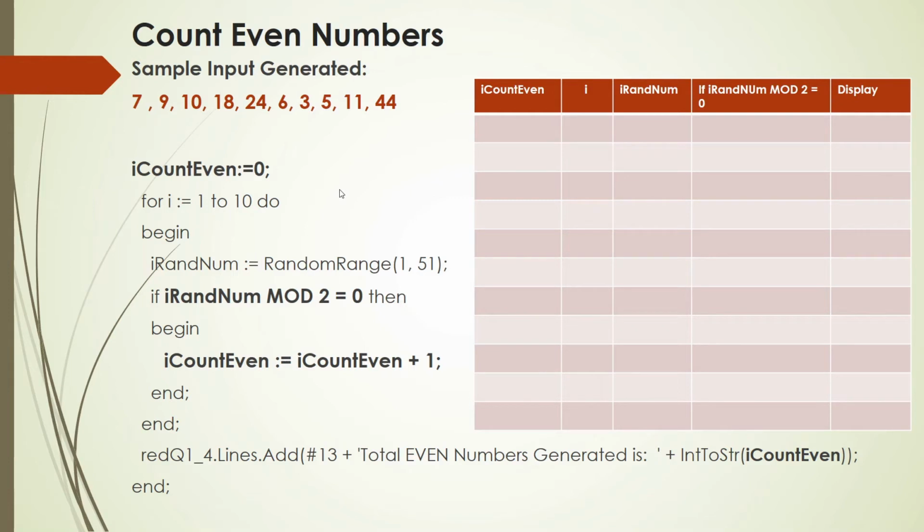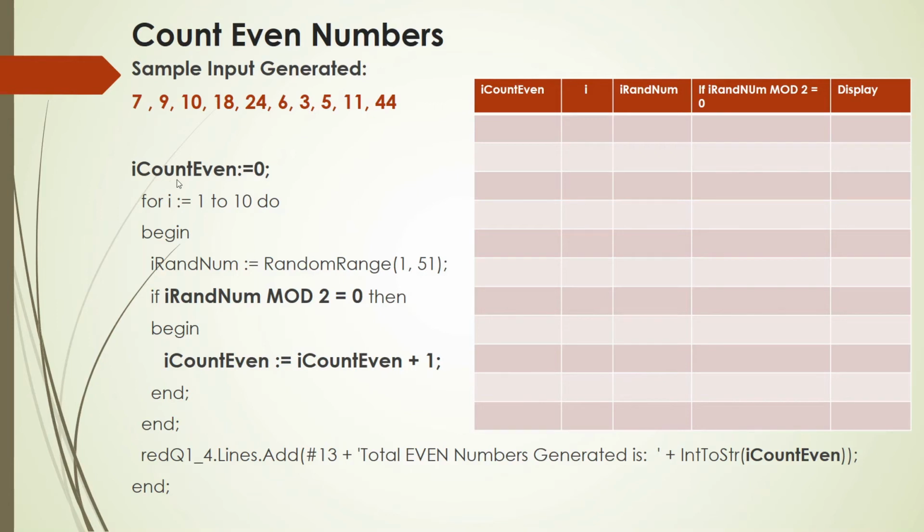Okay, so let's take a look at question 1.4, count even numbers. In this example, you had to generate 10 random numbers between 1 and 50, both inclusive, and count how many even numbers were generated. For the purpose of this exercise, so I can do a trace table, I have sample output of 10 random numbers generated between 1 and 50.